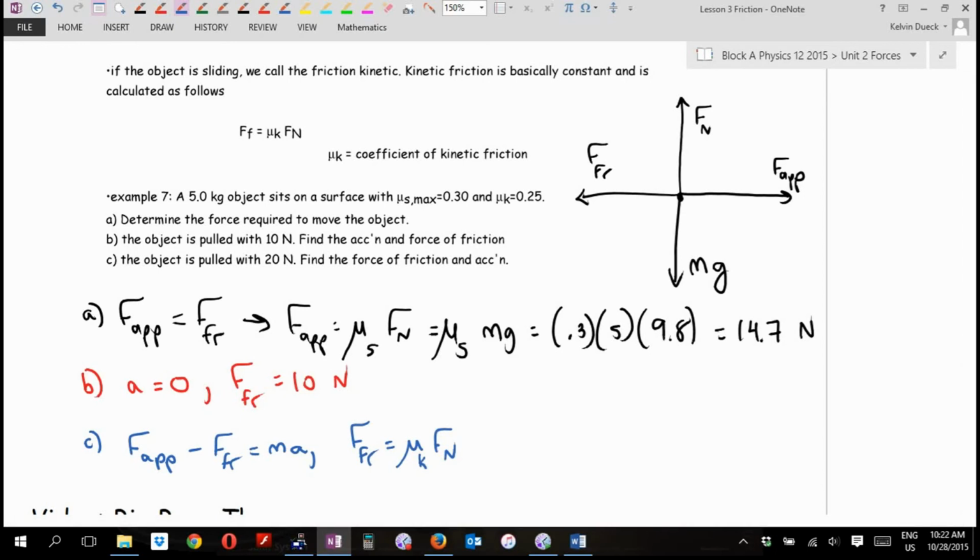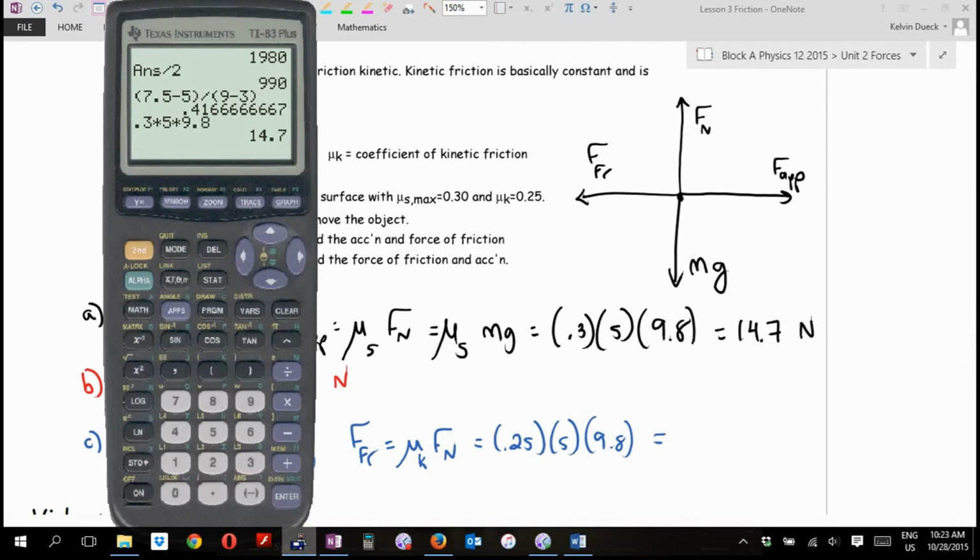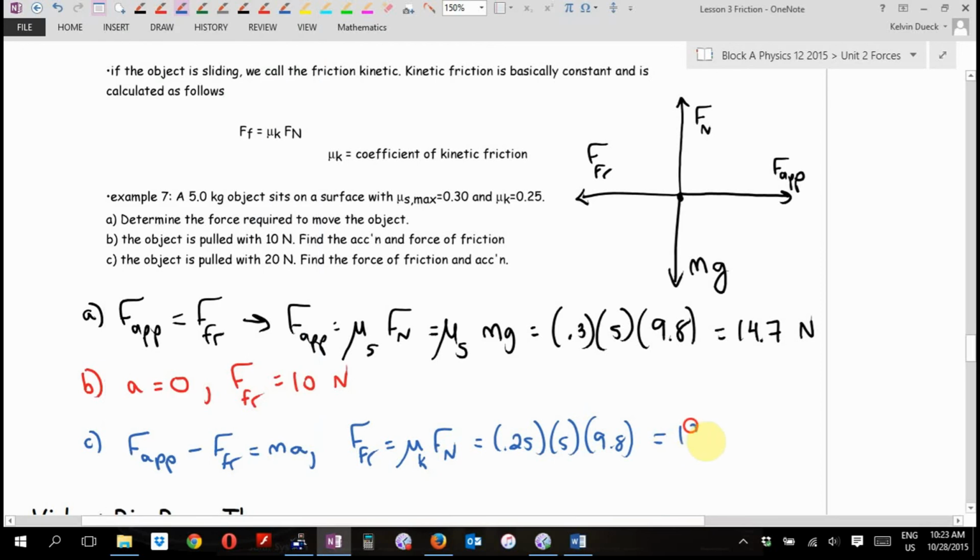I don't know the normal force. Oh, but look. I know the force is the same size as the normal force. mg. So it's going to be 0.25 times 5 times 9.8. The force of friction is that. Yeah, it would be easier to push. 2 newtons easier, roughly. Actually, 2.5 newtons easier to push. 12. I'll call it 12.3 newtons.